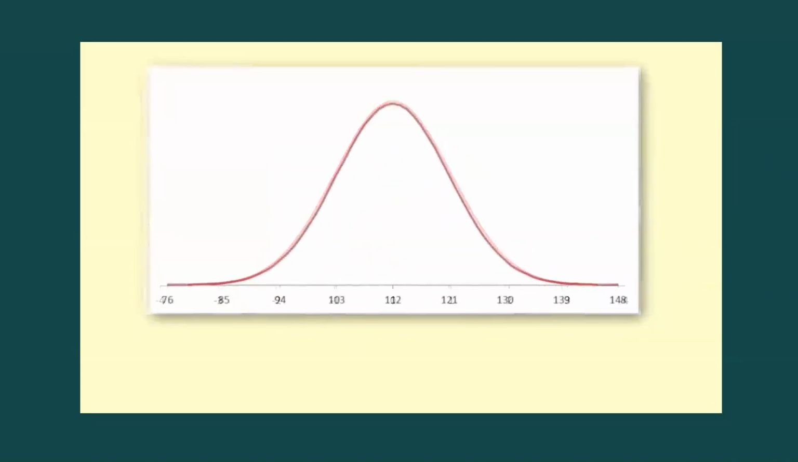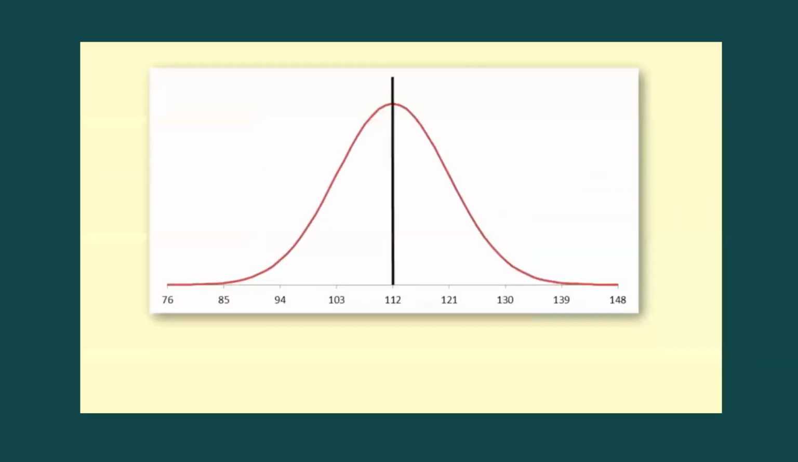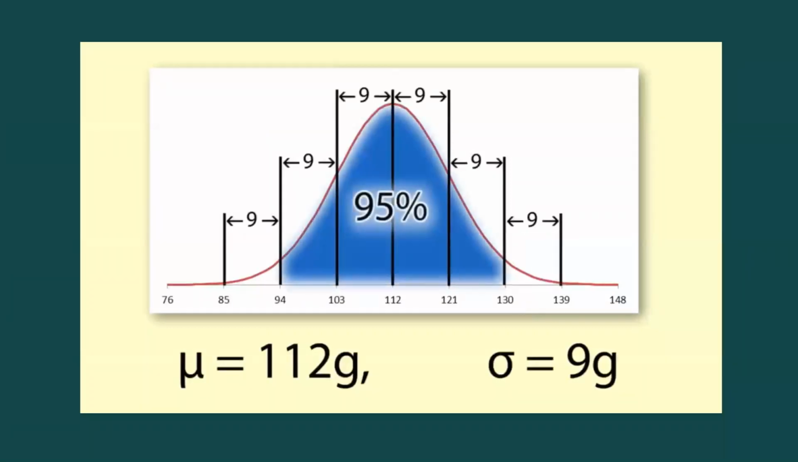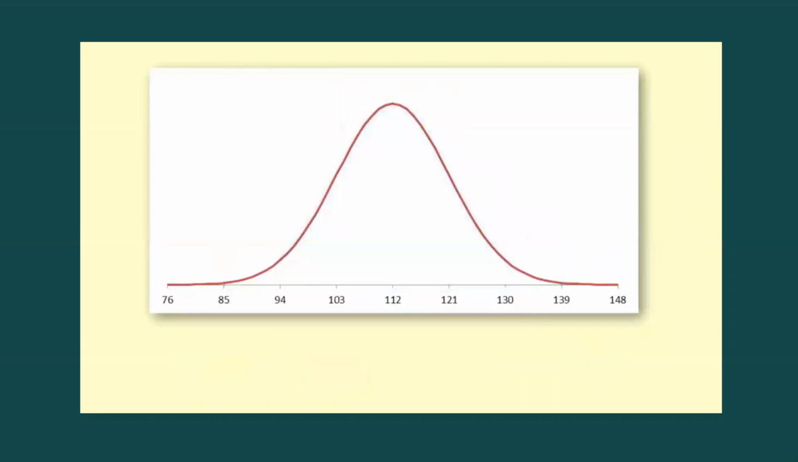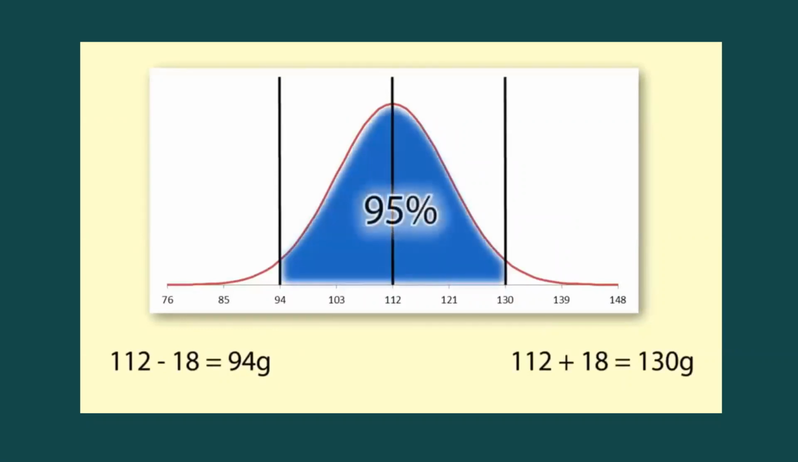Here is the PDF of a normal distribution approximating the weight of Luke's ice creams. There is a mean of 112 grams and a standard deviation of 9 grams. Straight off, we can say that 95% of all of Luke's ice creams will lie within 2 standard deviations of the mean. This is always true for normal distributions. So we say that 95%, or most, ice creams weigh between 112 minus 18, which is 94 grams, and 112 plus 18, which is 130 grams. You can see that 95% of the area under the graph is between 94 grams and 130 grams.